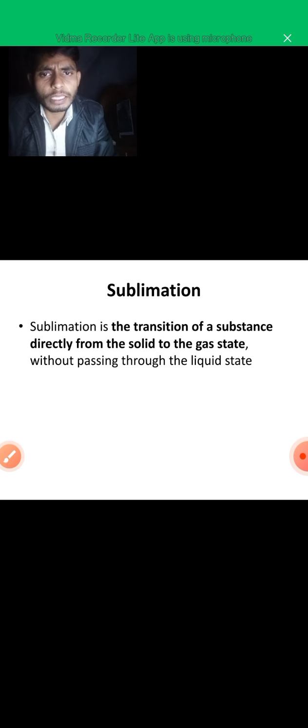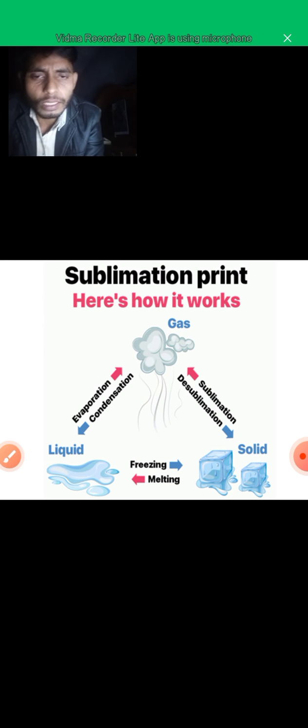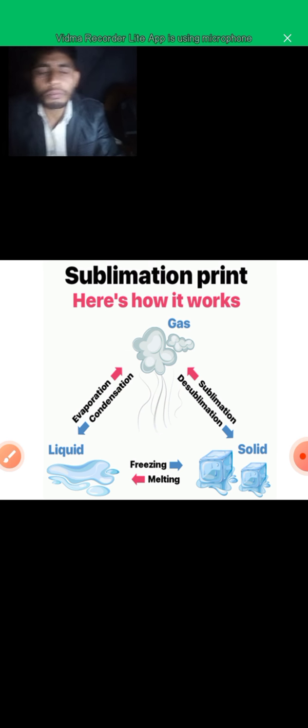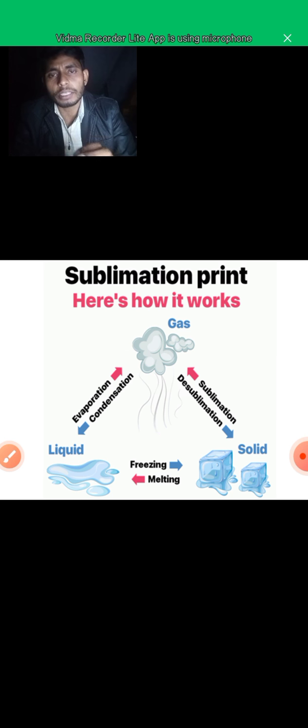And the second last method is sublimation. Sublimation is the transition of a substance directly from the solid to the gas state without passing through the liquid state. Water has three types, or states: liquid, gas and solid.